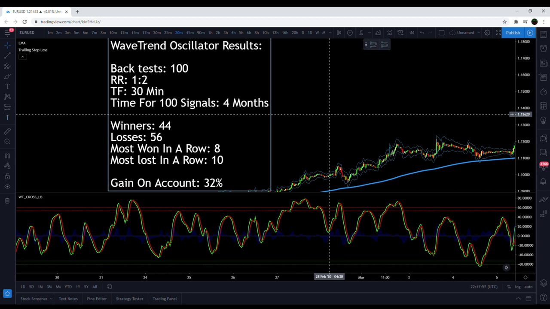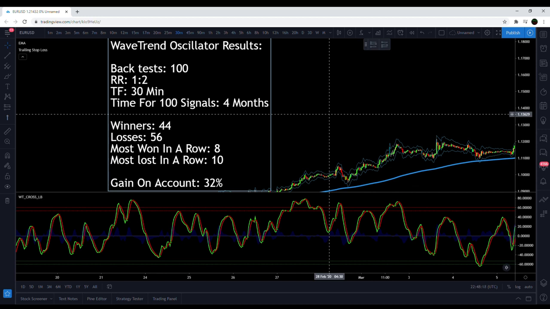So pretty high on that most lost in a row number, but I'm going to talk about that in just a sec, as this won't translate to real-time trading. Gain on the account 32%, so more like high 20s if you include fees and spreads. So let's get back to those numbers. Most won in a row, most lost in a row.